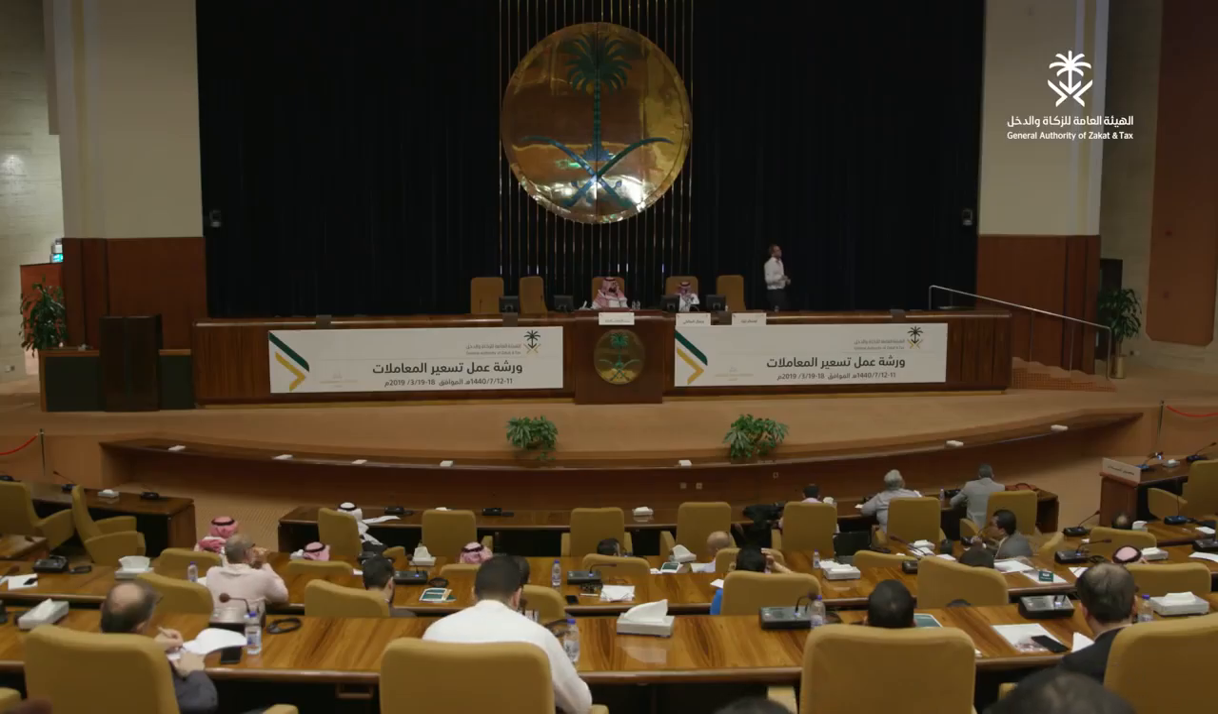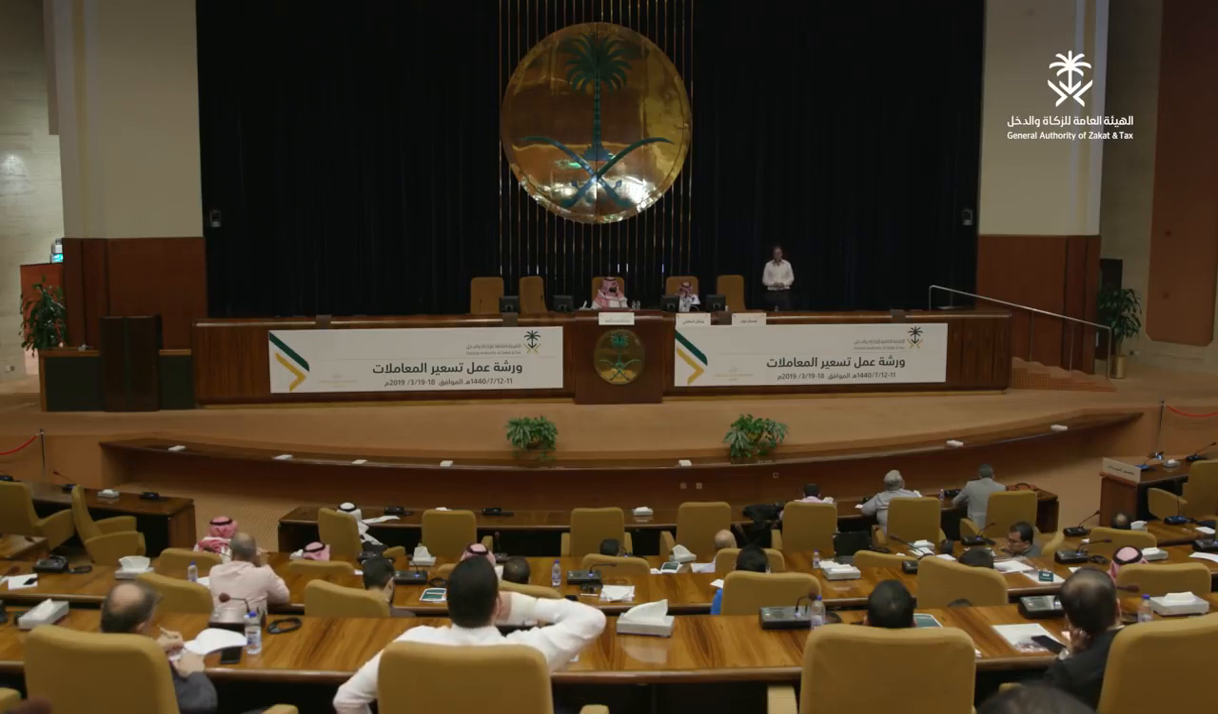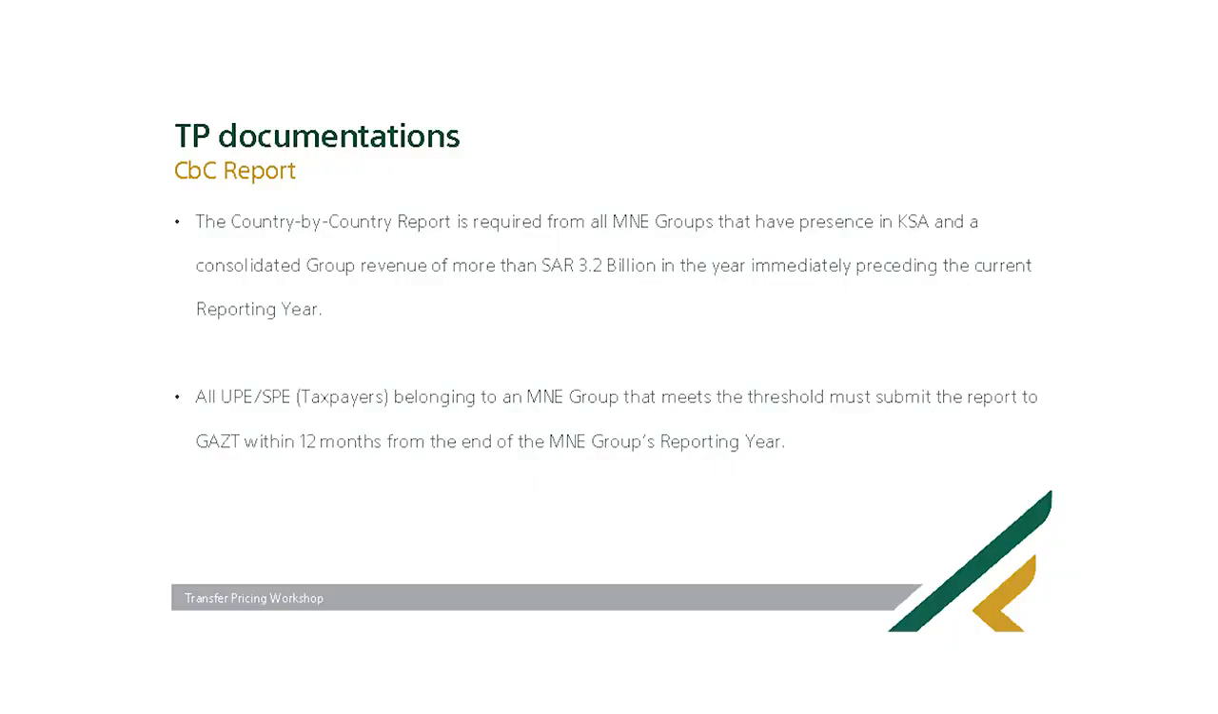So if you are an ultimate parent entity, the UPE as Vassal explained, or if you're something called a surrogate parent entity. So what is that? Surrogate parent entity means that you're not the ultimate parent entity of the whole group, but you're still the one that's going to submit this CBC report. Then you are the surrogate parent entity. So you're taking the place of the ultimate parent entity because you're going to submit the CBC report.